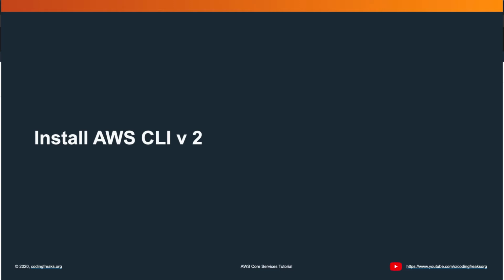Hi, welcome back. In this video, we are going to have a look at how we can install AWS CLI on a Mac-based operating system. And precisely, we'll be having a look at version 2 of the CLI.